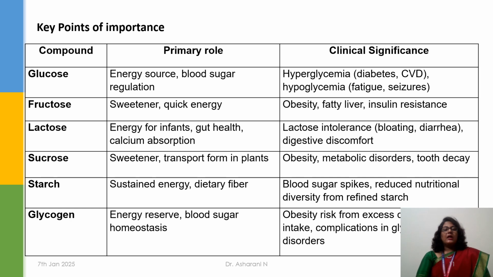Coming to starch and glycogen, whatever we consume, finally they are converted to glucose. So again, you should know, we should moderate the consumption of these carbohydrates. Anything in excess is dangerous. We have a mechanism in the body: if you consume a lot of carbohydrates, they are converted into triacylglycerols and stored in adipose tissue. So that's about the nutritional importance of carbohydrates.